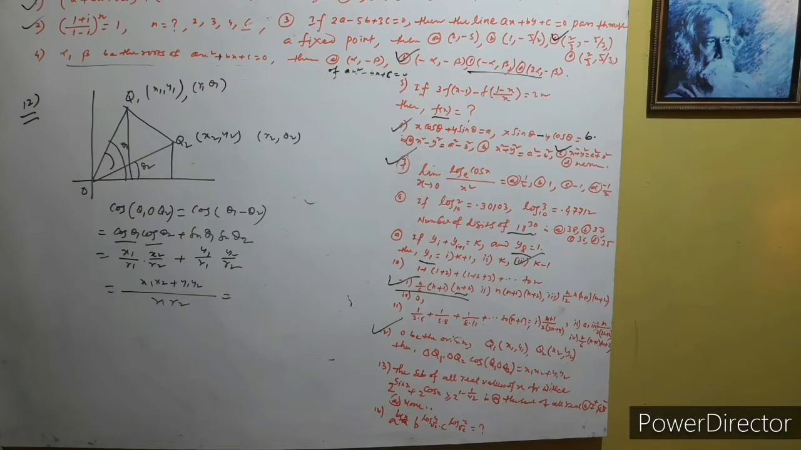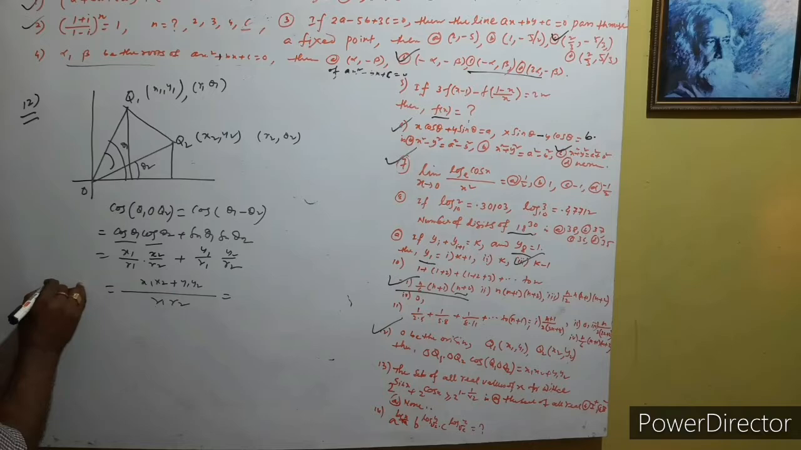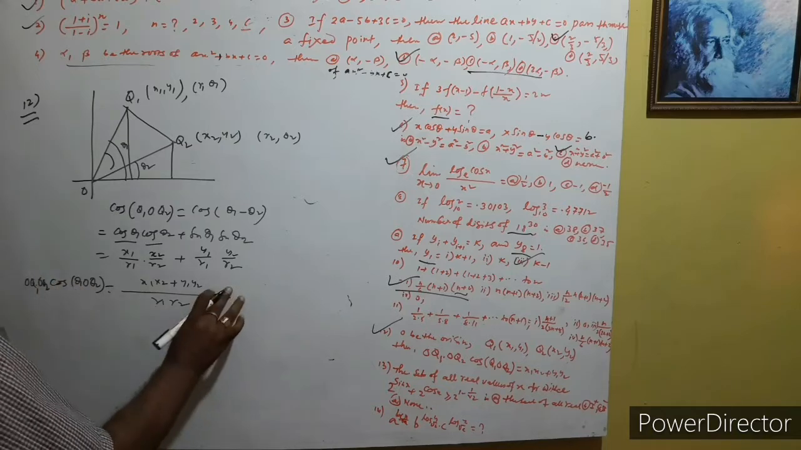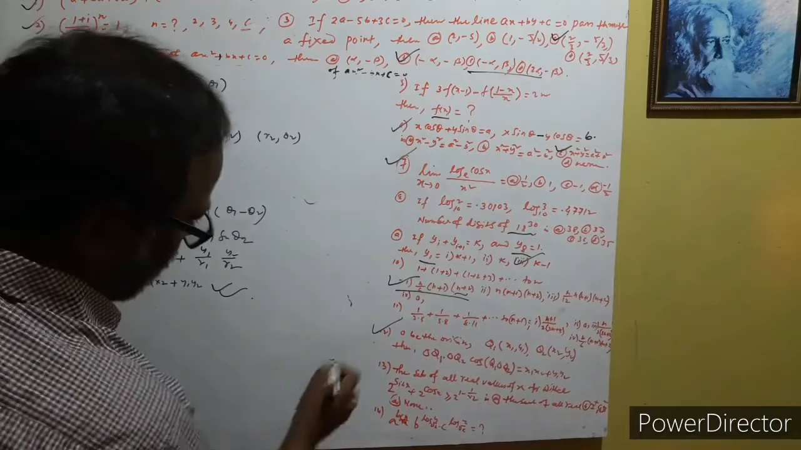Here r1 means OQ1 and r2 means OQ2. So this is cos of Q1 O Q2, that is x1 x2 plus y1 y2 over OQ1 times OQ2. So this is your answer.